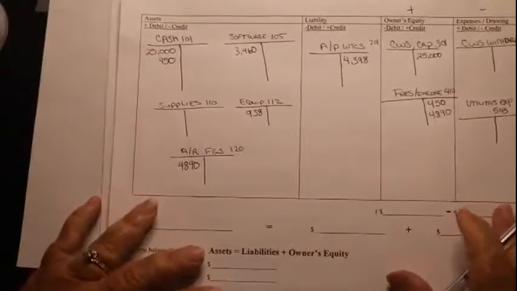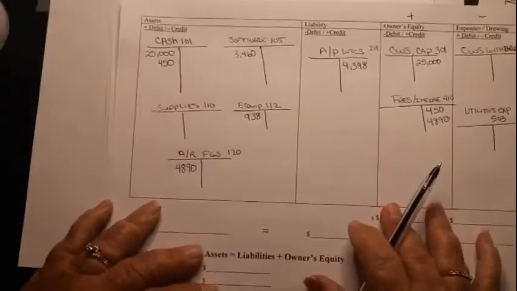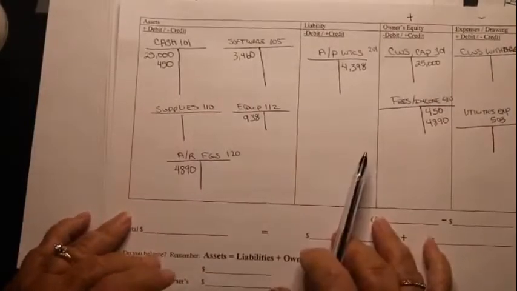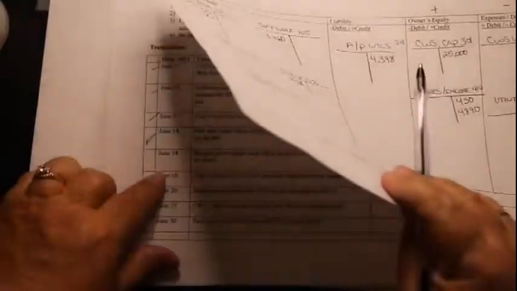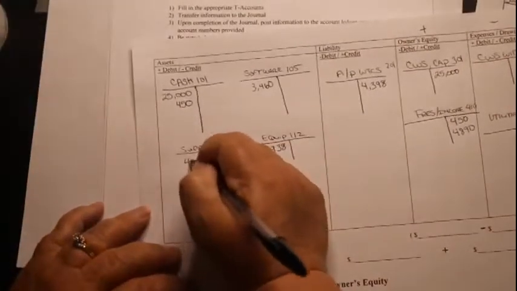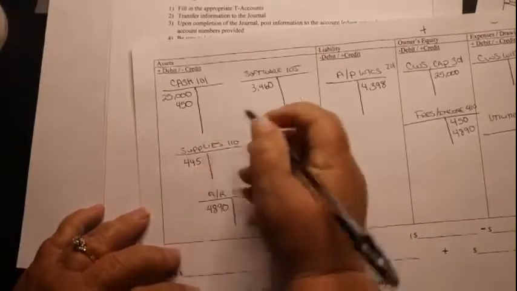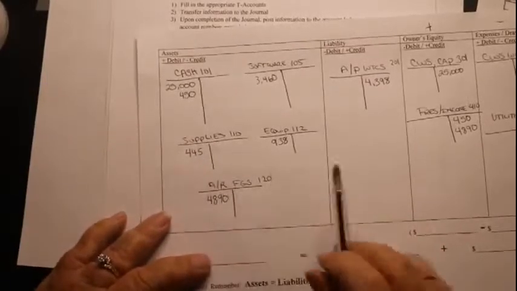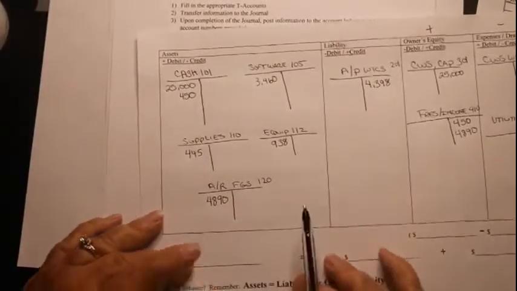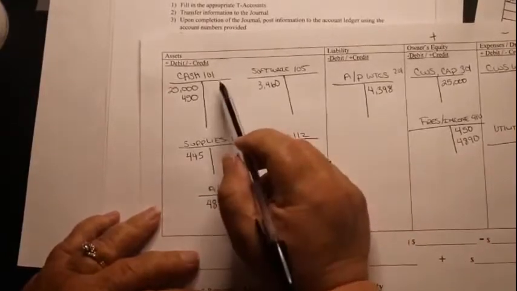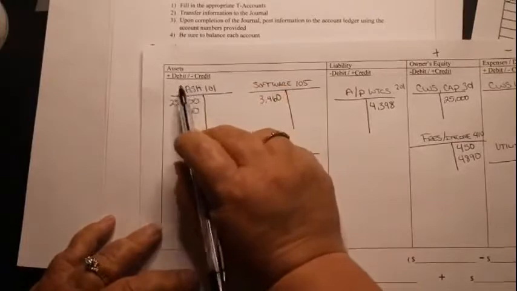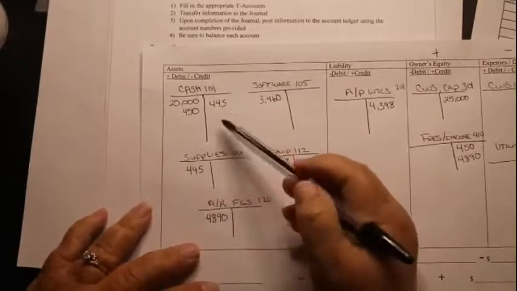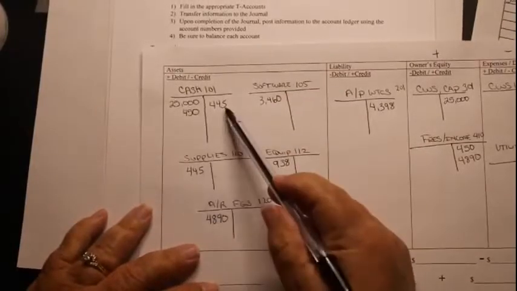Well, when I came home with a bag of supplies, our supplies got increased. So $445 for supplies. And in order to get those supplies, I had to write a check. So when that check hits the bank, it's going to come out of the cash. So that account gets credited, $445. So this is one of those circumstances where we're trading one asset for another.